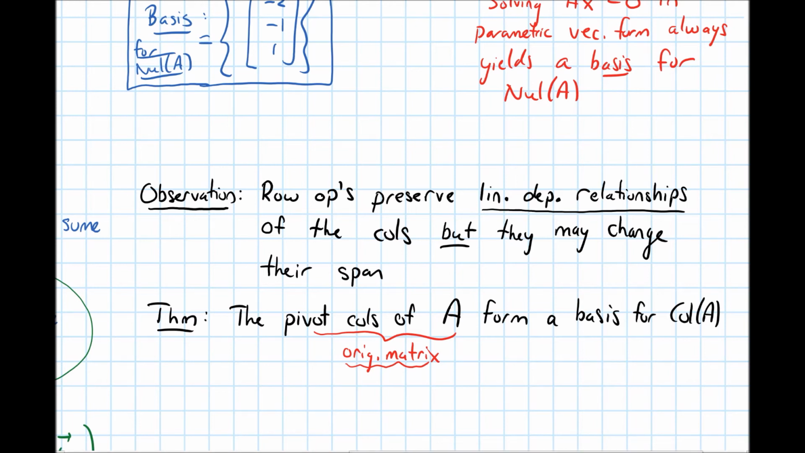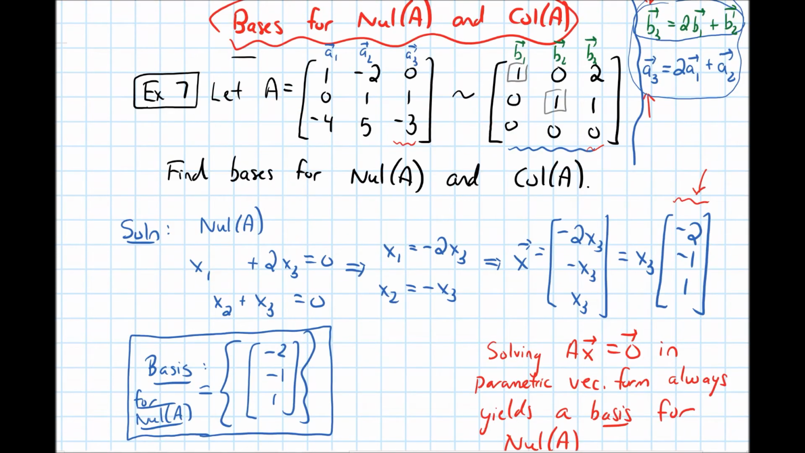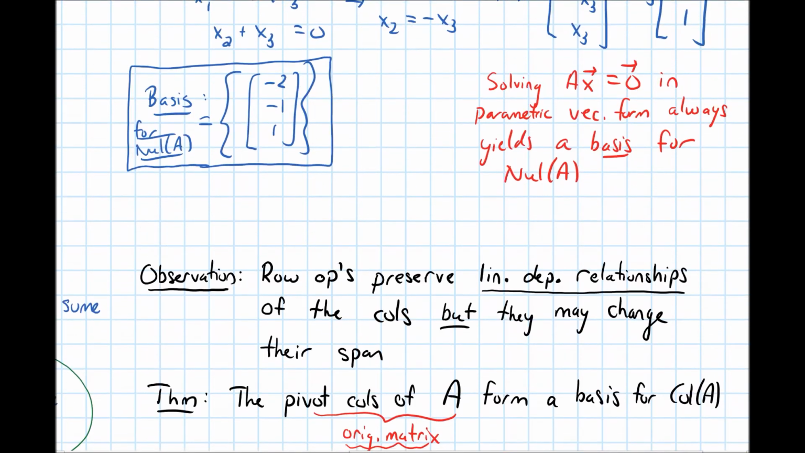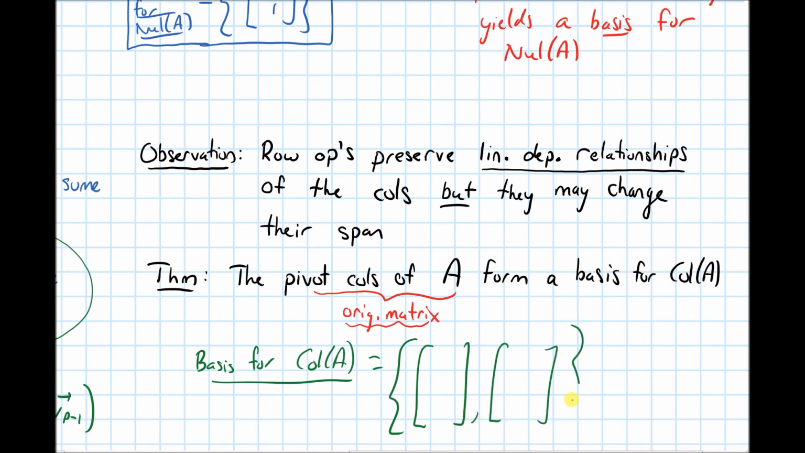Okay, so in this problem right here, I just have to write down the pivot columns in the original matrix. So I know I have a pivot in the first and the second column, but I have to take the first and the second columns in the original matrix. So let's just write those down. And those are going to be a basis for the column space. So the basis for the column space of A is, so it's a set, and I had two pivot columns. So they were (1, 0, -4) and (-2, 1, 5).